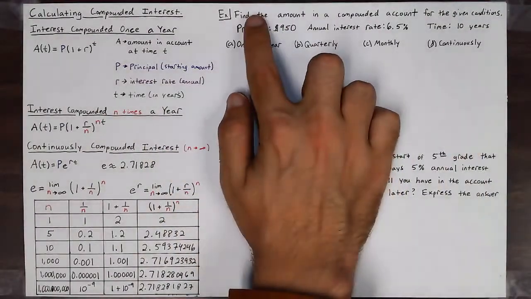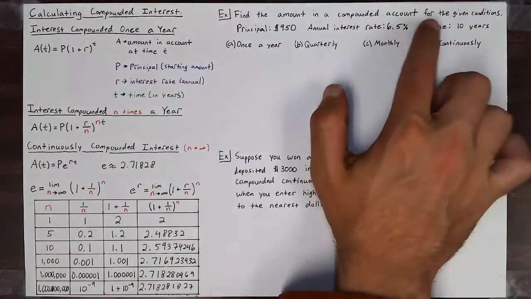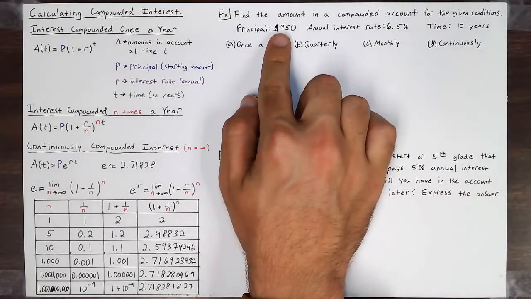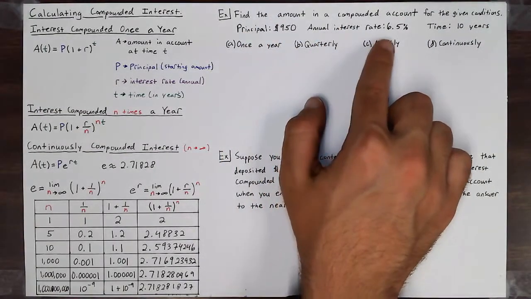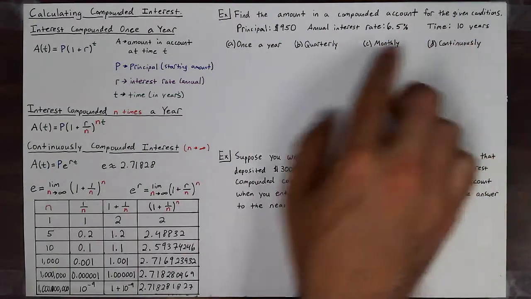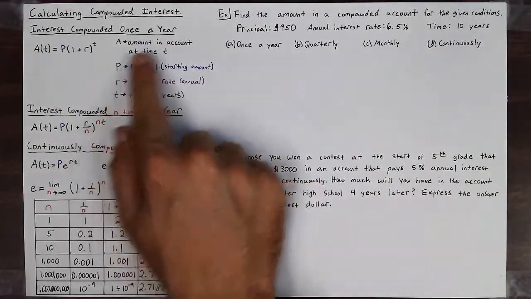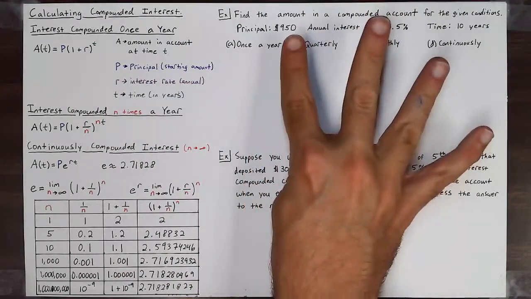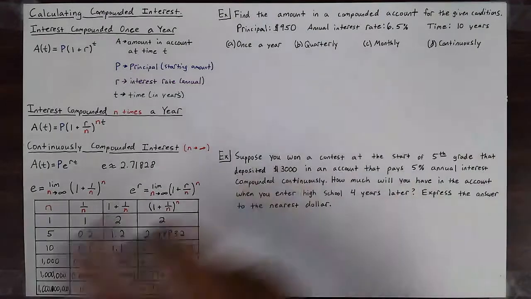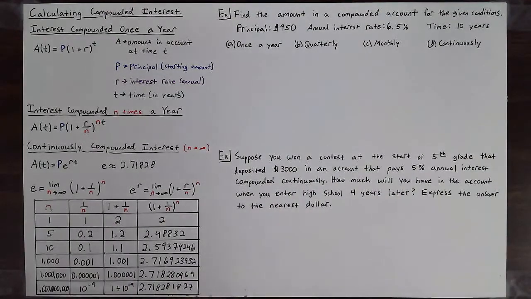So let's find the amount in a compounded account for the given conditions. The principal is $950. The annual interest rate is 6.5%, and it goes over 10 years. So let's see what happens when we only do it once a year versus quarterly, 4 times a year, monthly, 12 times a year, and then continuously, which is like an infinite number of times in a year.